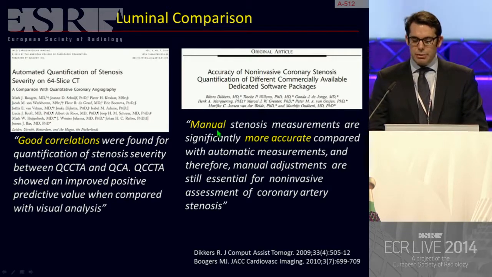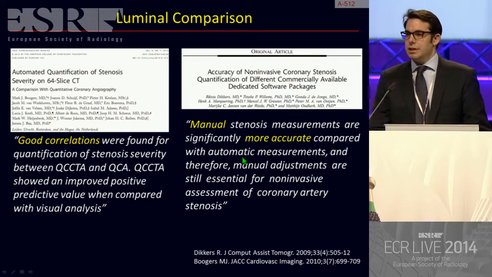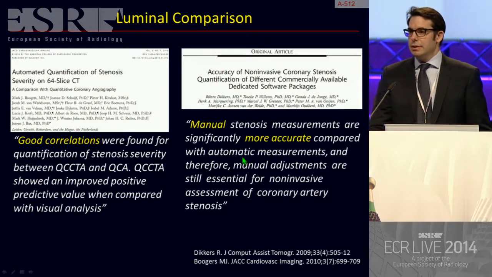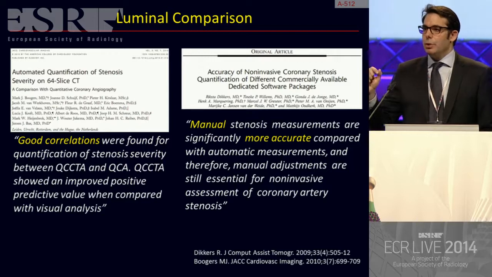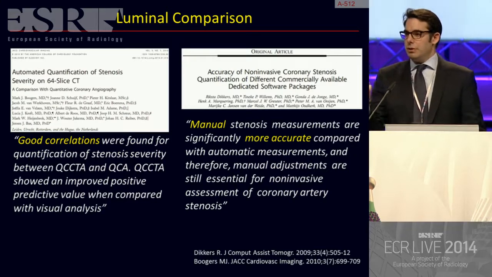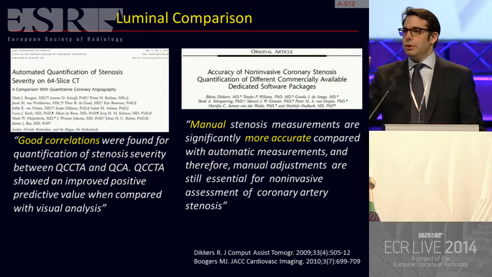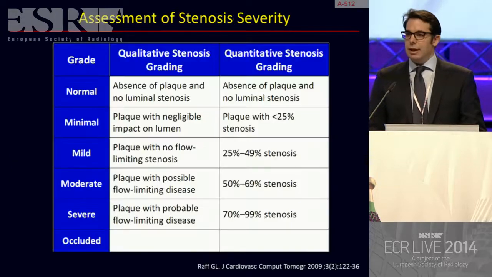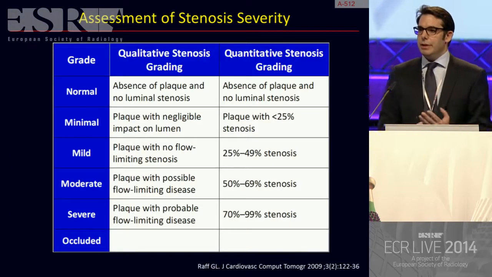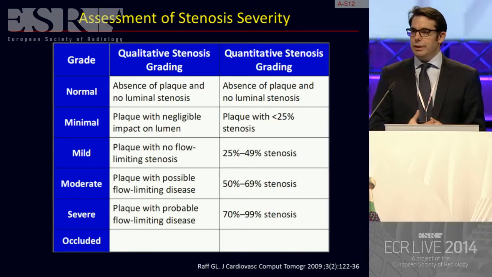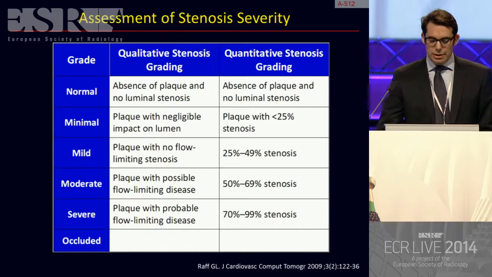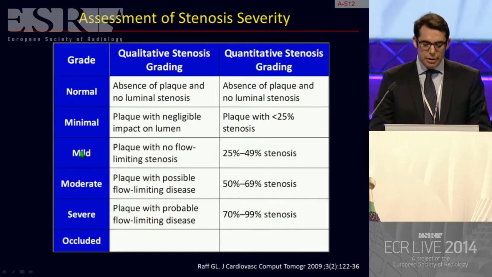Manual stenosis measurement is more accurate than automatic measurements. This is very likely correct. So do manual measurements, always measure. And remember, we cannot give an exact number because of our spatial resolution, so we will do degrees of stenosis. According to the appropriateness criteria, this is how we should grade the stenosis: normal, minimal, mild, moderate, to severe.